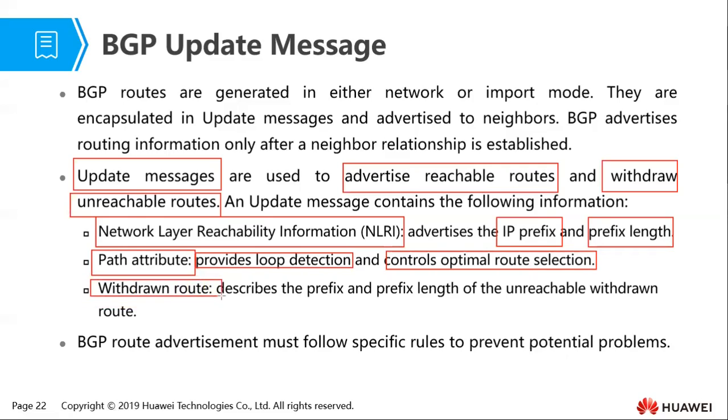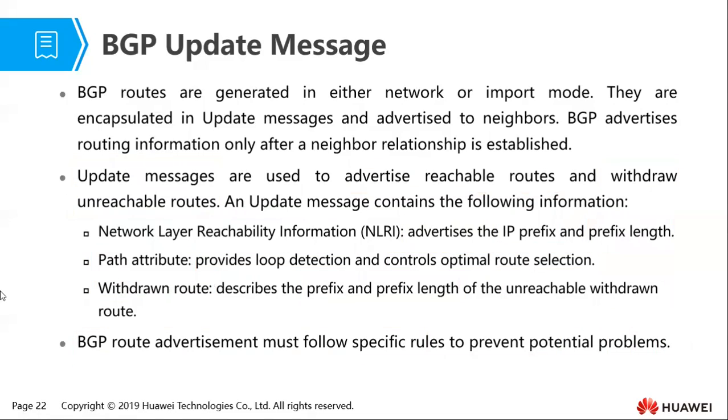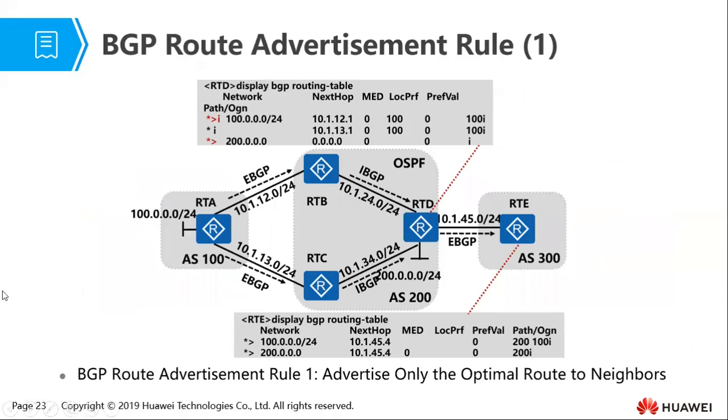Then it can also carry withdrawn routes. Withdrawn routes simply carry the network address and the mask of the unreachable route that is supposed to be withdrawn. Now, BGP route advertisement must follow specific rules in order to prevent potential problems. So let's look at the very first rule.